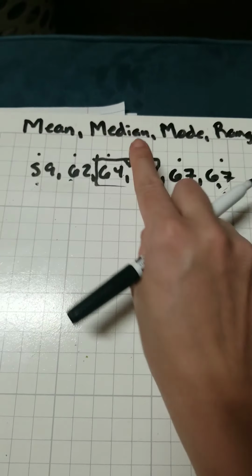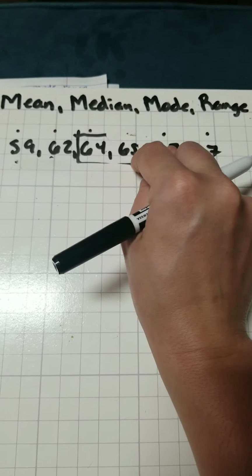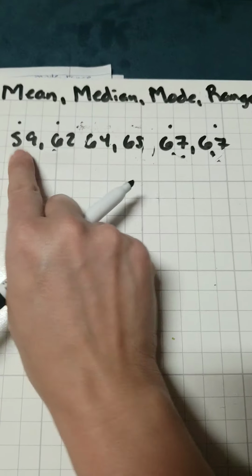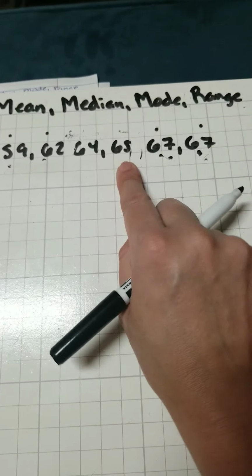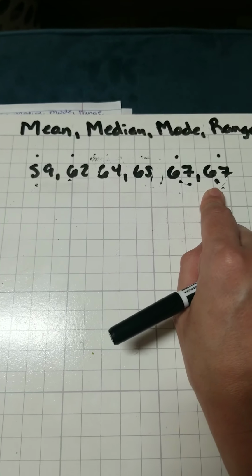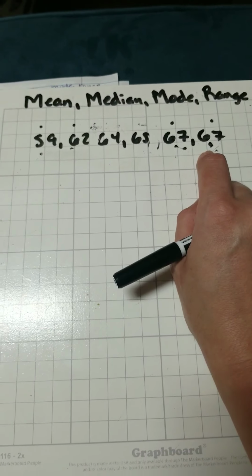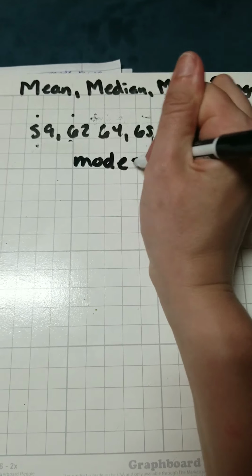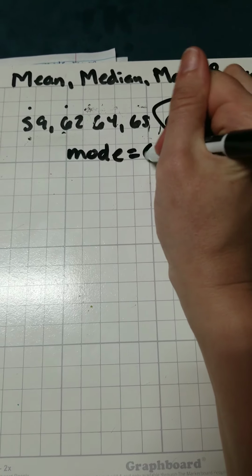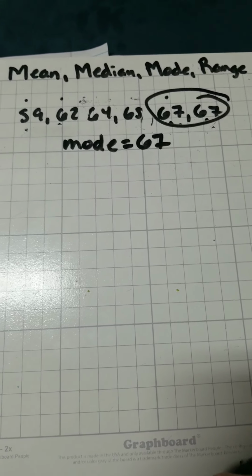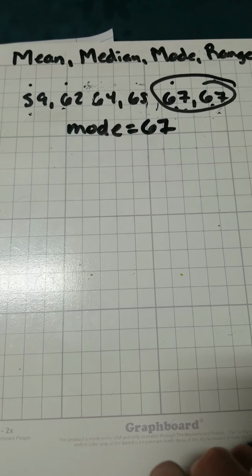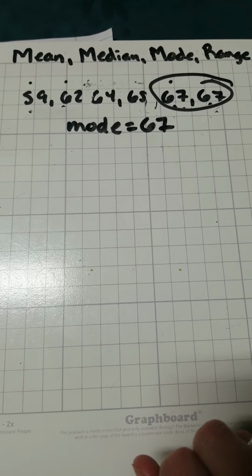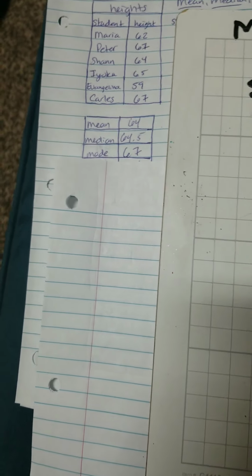Okay, so now I'm going to look at the mode. The mode is the number that we see the most. So looking at our data set, we have 59, 62, 64, 65, 67, 67. What number did I say the most? So your mode is 67 because it is the number that I said the most, or the number that's in your data set the most. So over here in our table, we have our mode as 67.